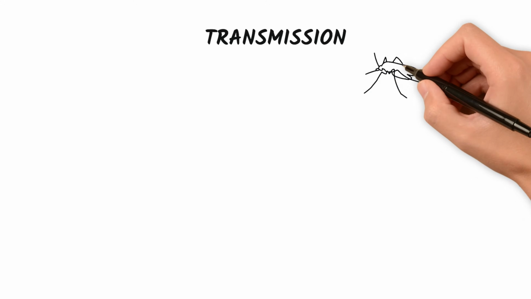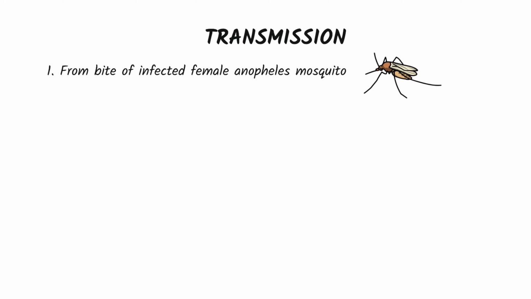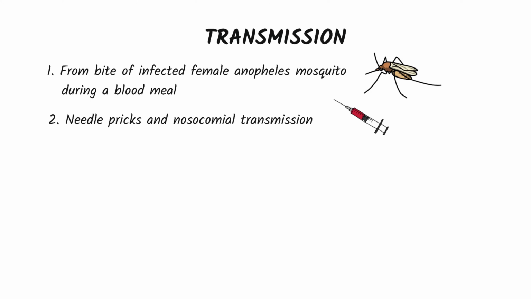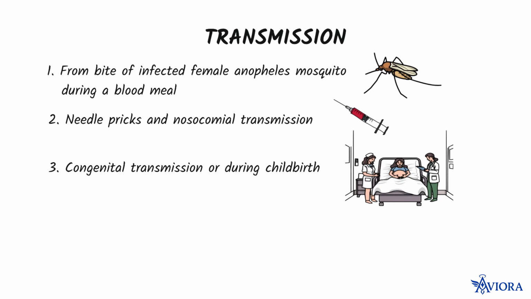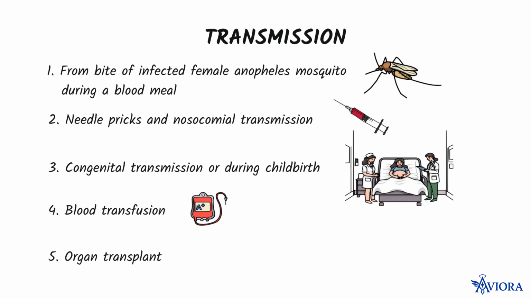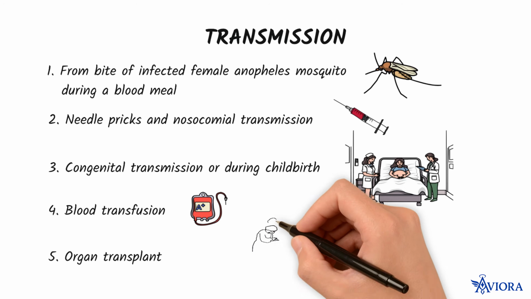Transmission. Transmission may occur from the bite of an infected female Anopheles mosquito during a blood meal, needle pricks and hospital-acquired route, known as nosocomial transmission, congenital transmission, or during childbirth. Blood transfusion. Organ transplant, especially liver transplant.